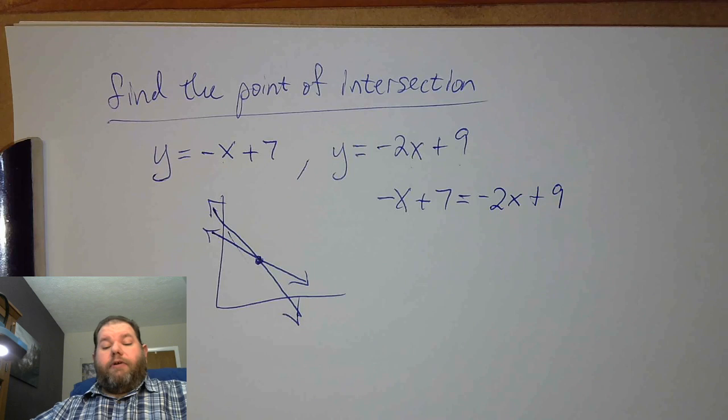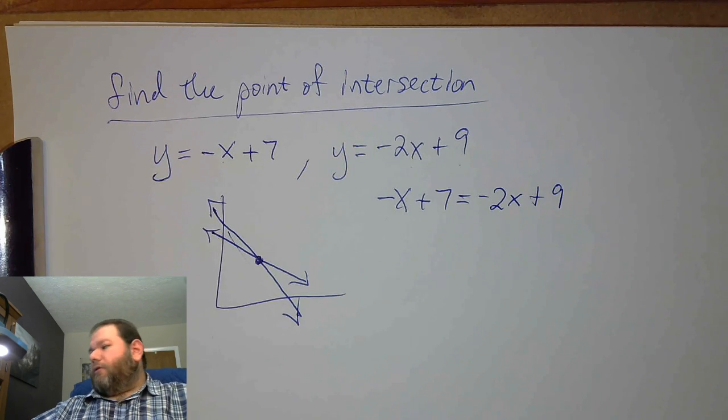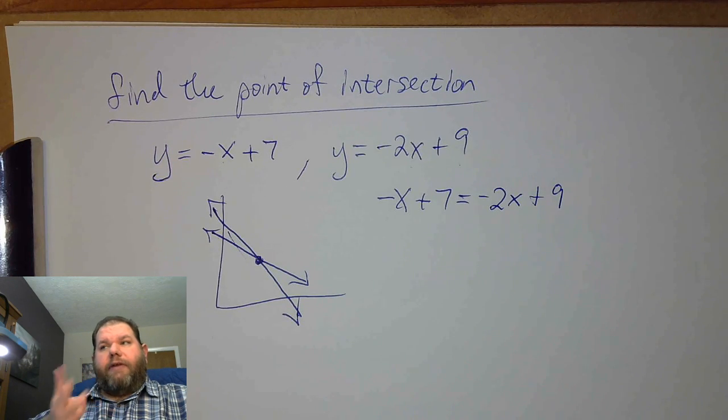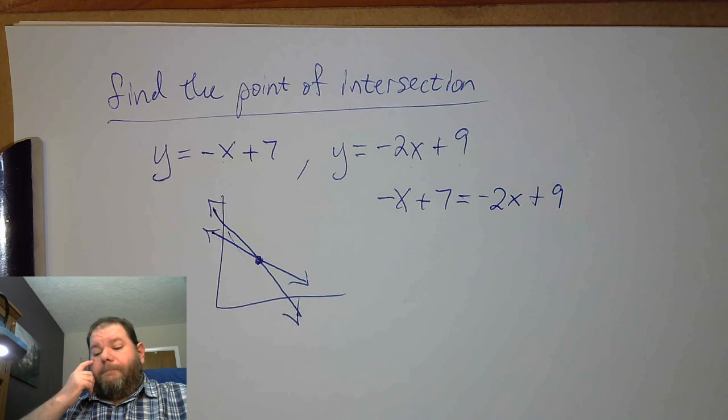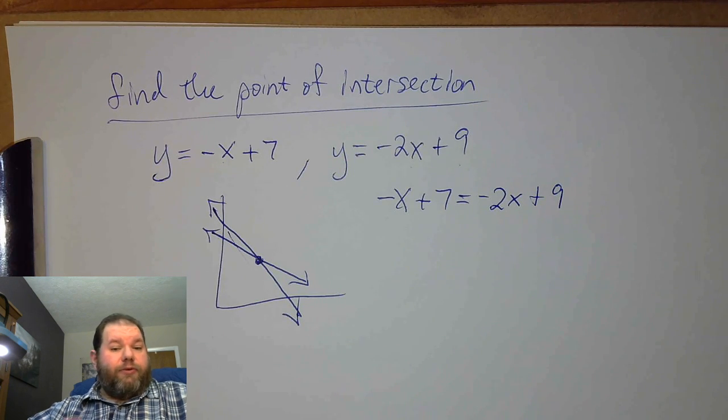And again, to solve for x is generally a three-step process here. We get the x's together on one side, we get the constants together on the other side, and the last step is we divide by whatever's in front of x to solve for x. The only question is which side we want to move everything to. And honestly, it could be either one. It doesn't really matter.